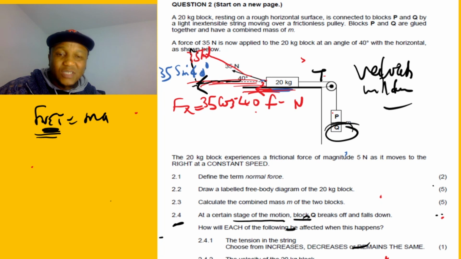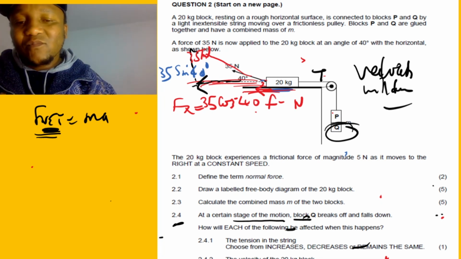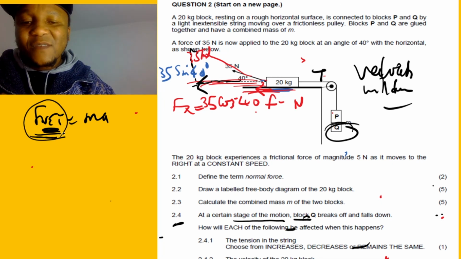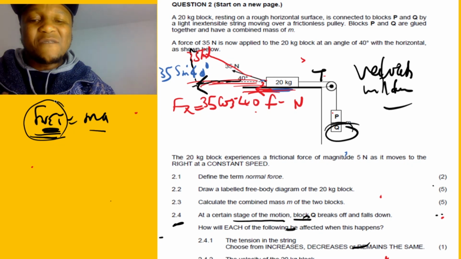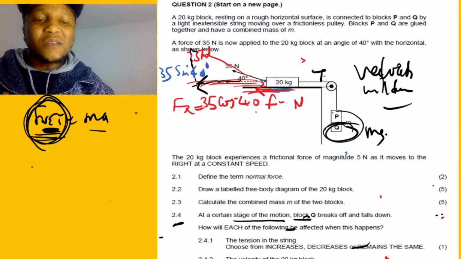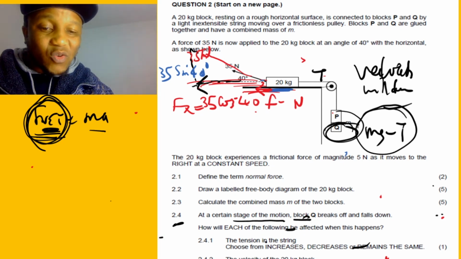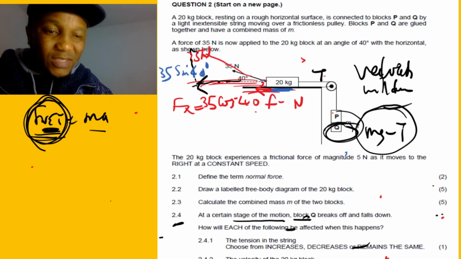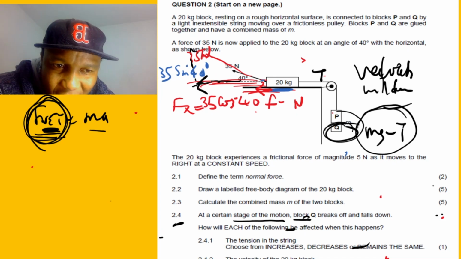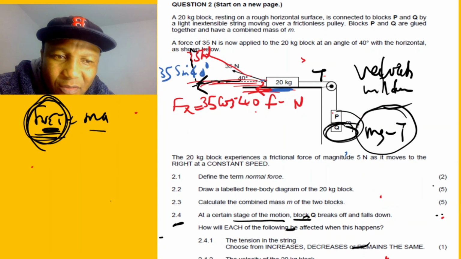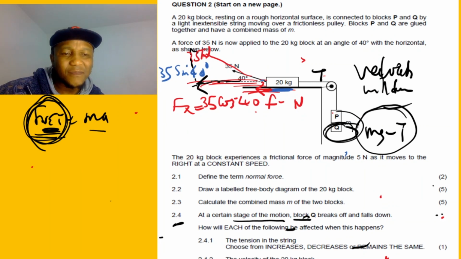The reason, just like I said, is Newton's second law of motion. If F net equals ma, and the net force is affected, because our mg minus T is going to be way less compared to before. So for that case, the velocity is going to decrease. Reason? Just like I provided.